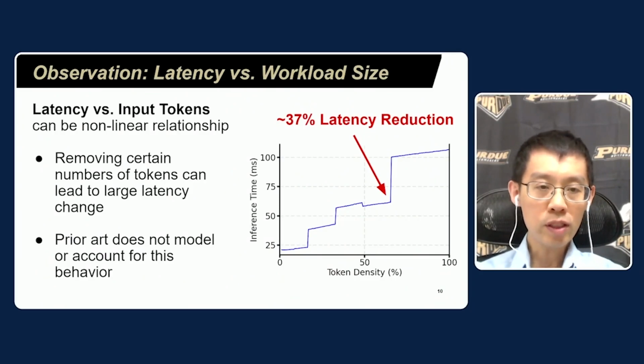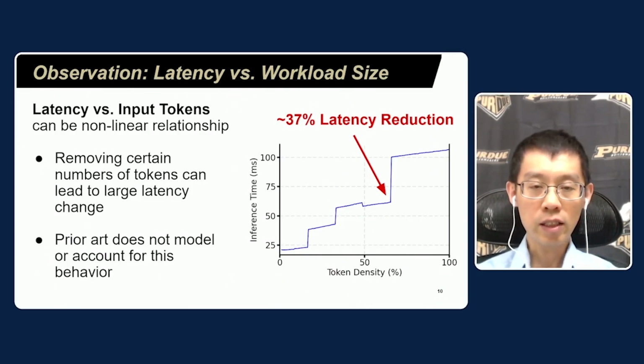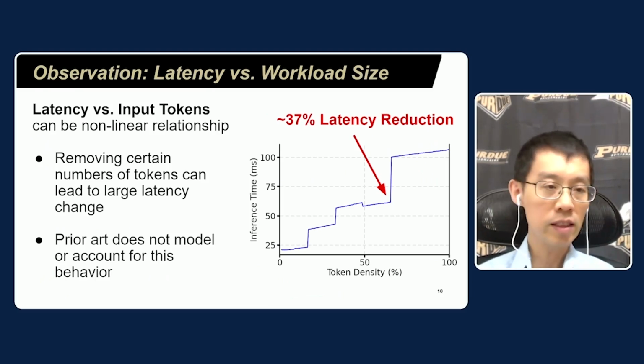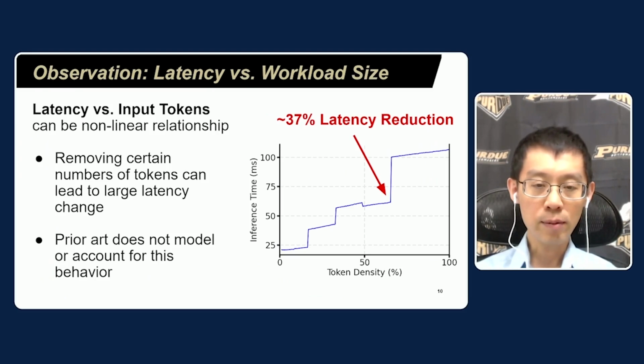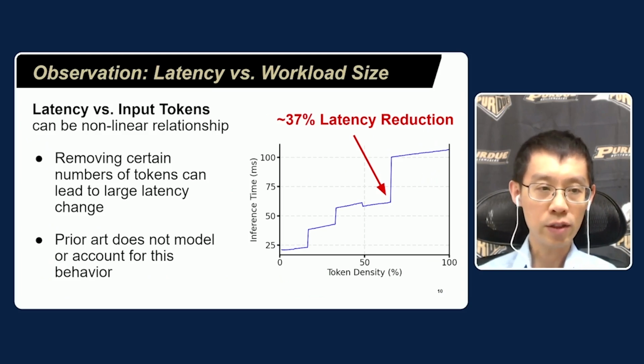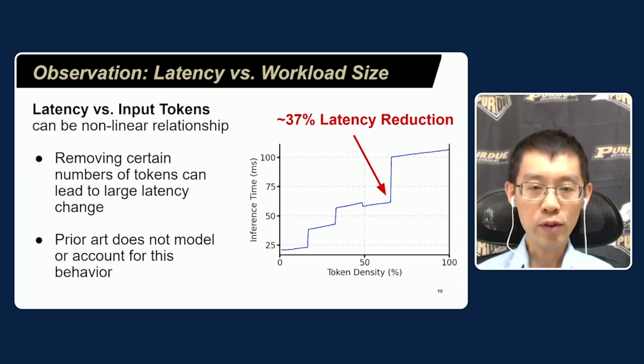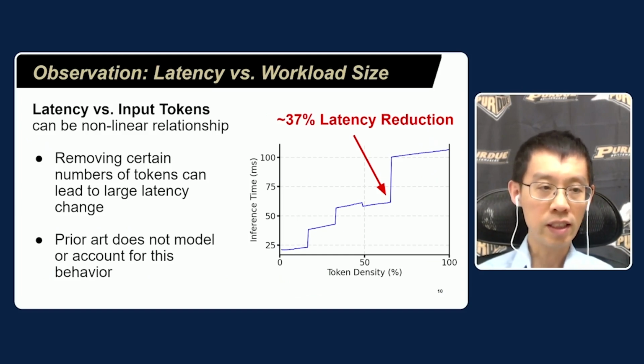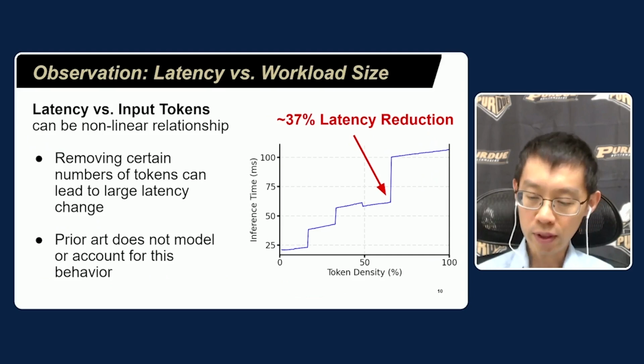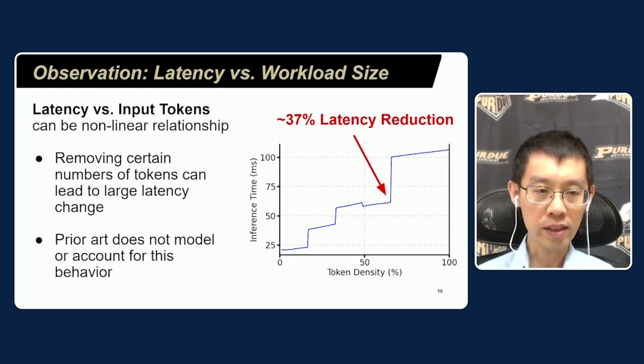Very often, most works do not consider the characteristics of hardware. This is observed in many edge devices. That is, as the number of tokens is reduced, the computation time can have a nonlinear reduction. In this particular case, if we remove a few more tokens, we can have a significant reduction in the latency. This is a very important observation because of hardware characteristics. This is commonly called the tail effect for GPU.